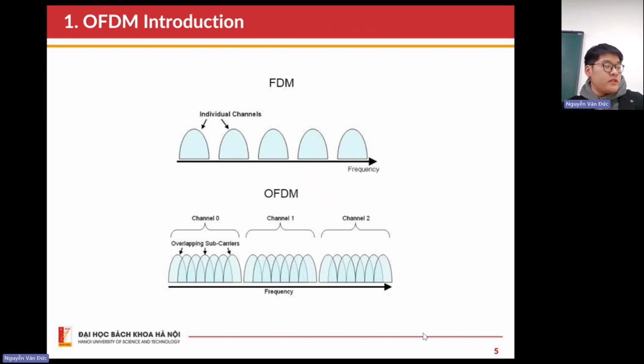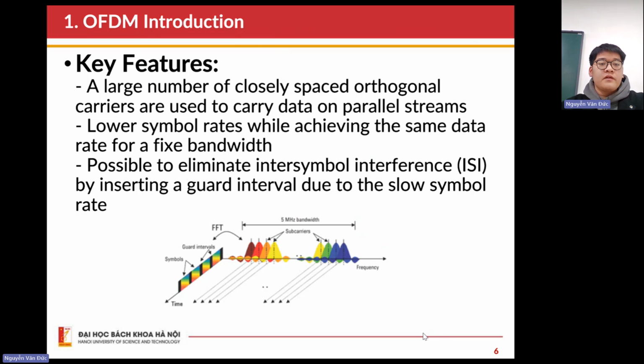About OFDM, there are key features of the system. A large number of closely spaced orthogonal carriers are used to carry data on parallel streams, and there are also lower symbol rates while achieving the same data rate for a fixed bandwidth. It is possible to eliminate intersymbol interference, which is ISI, by inserting a guard interval due to the slow symbol rate.